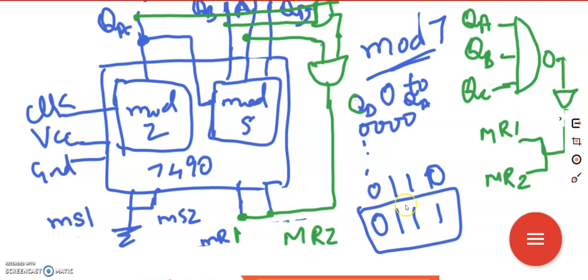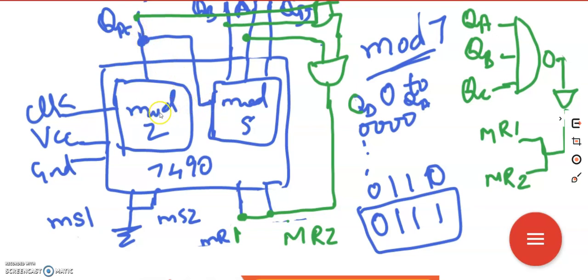So similarly, you can design for any given mod. I've explained with the decade counter. By default it works when both of these are given to ground. By default it works like 0 to 9. What if in case of 9? What if in case of 8, 7, 6, 5? What if in case of 4? Still we can do it. So we'll not be working anything with the mod 2 in case of 4. We can leave this open also, not a problem.